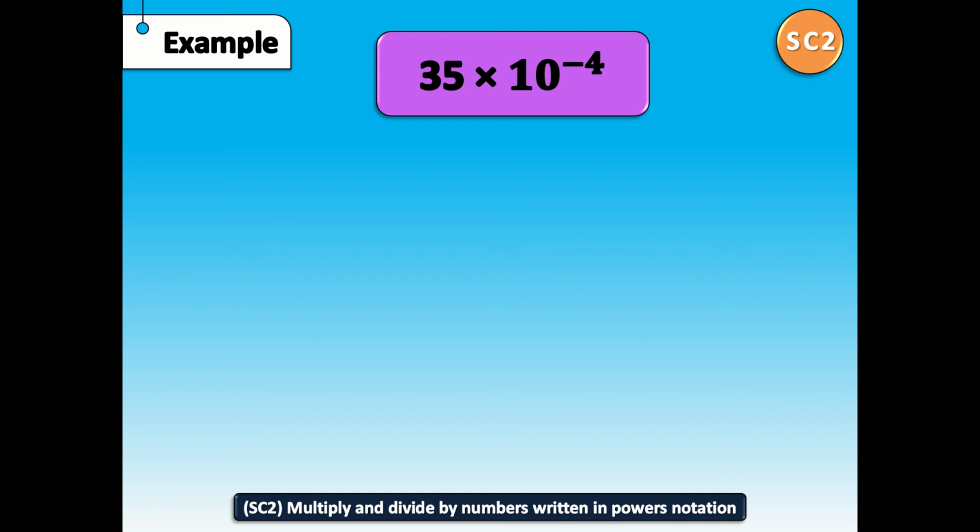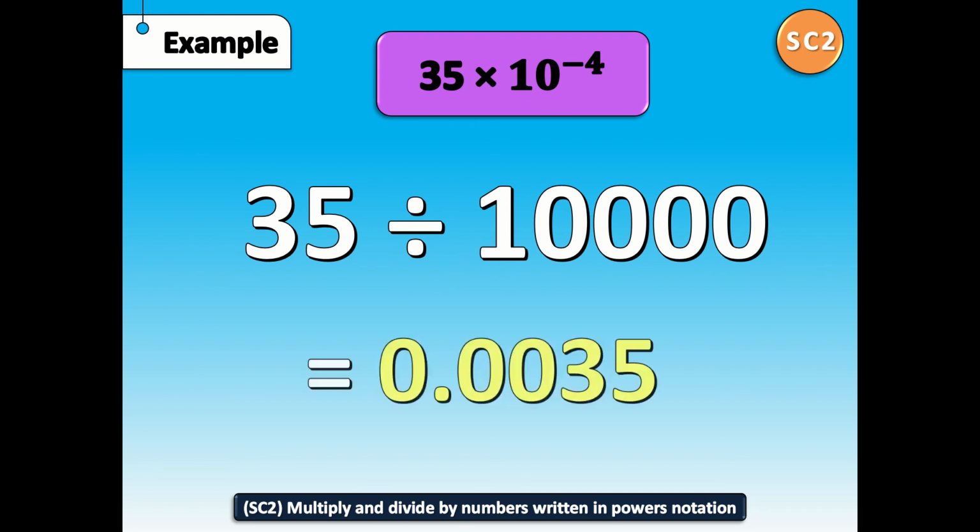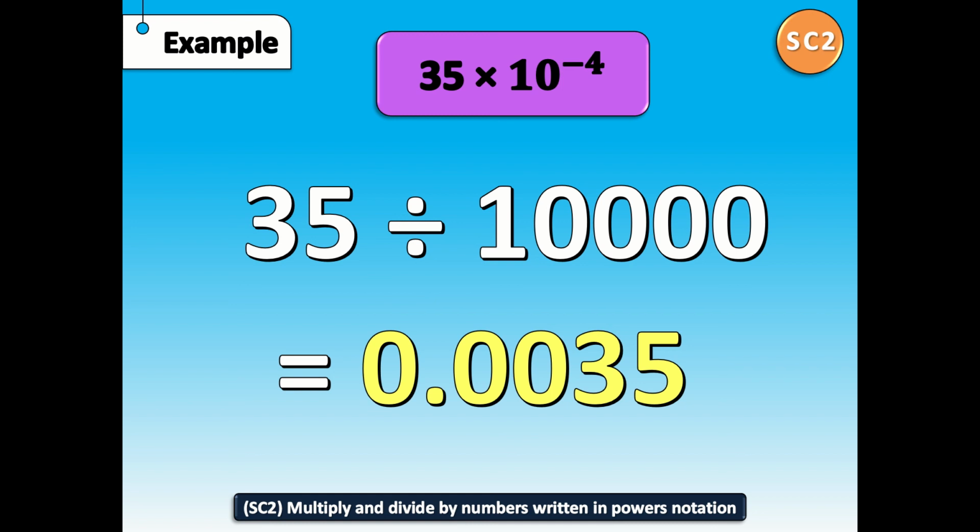If we want to do 35 times 10 to the minus 4, that means we're dividing 35 by 10,000, which would be 0.0035.